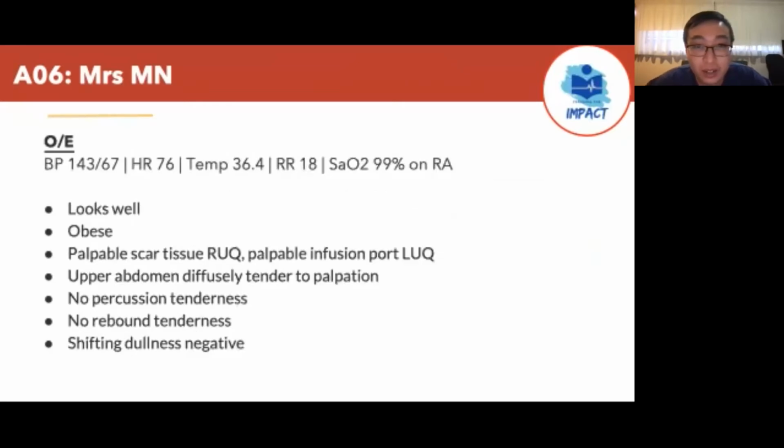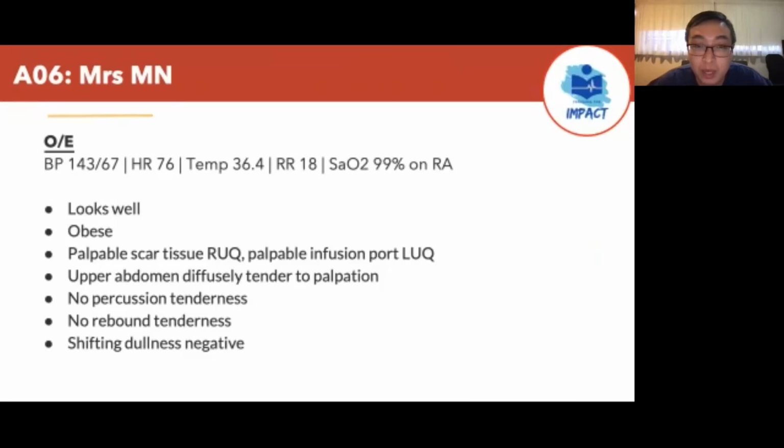Right. So you proceed to examine her. Her obs are stable. She's afebrile. She looks well. She's obese, suggesting that the gastric banding procedure didn't actually work. She has a palpable scar tissue on the right upper quadrant, probably from the lap banding procedure. She has a palpable infusion port. You can't see it, but you can feel it under the skin in the left upper quadrant.